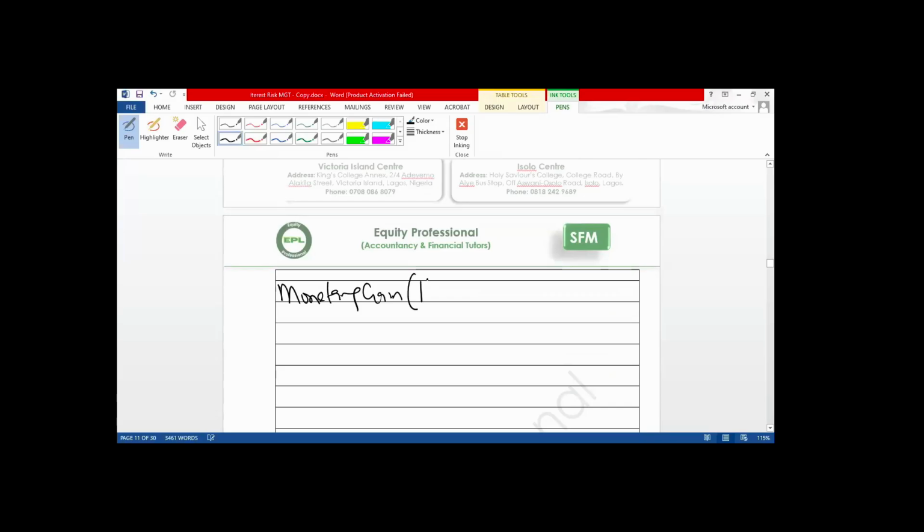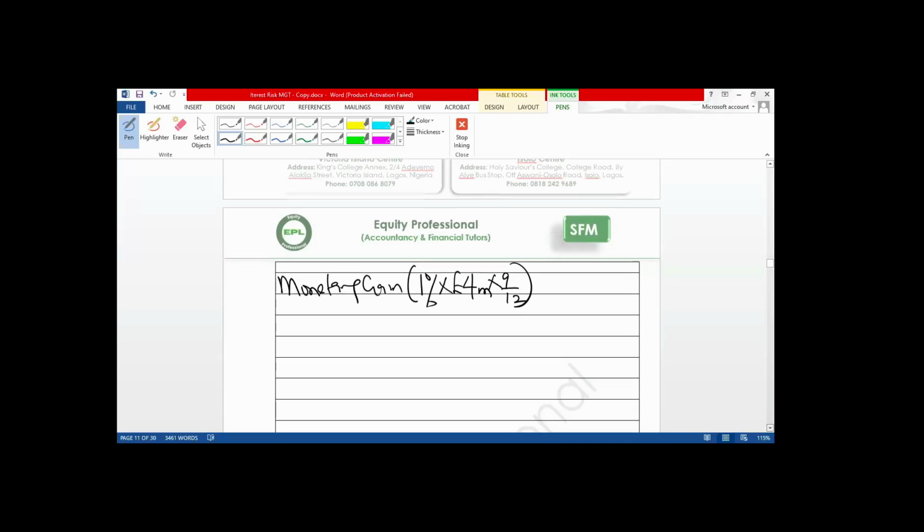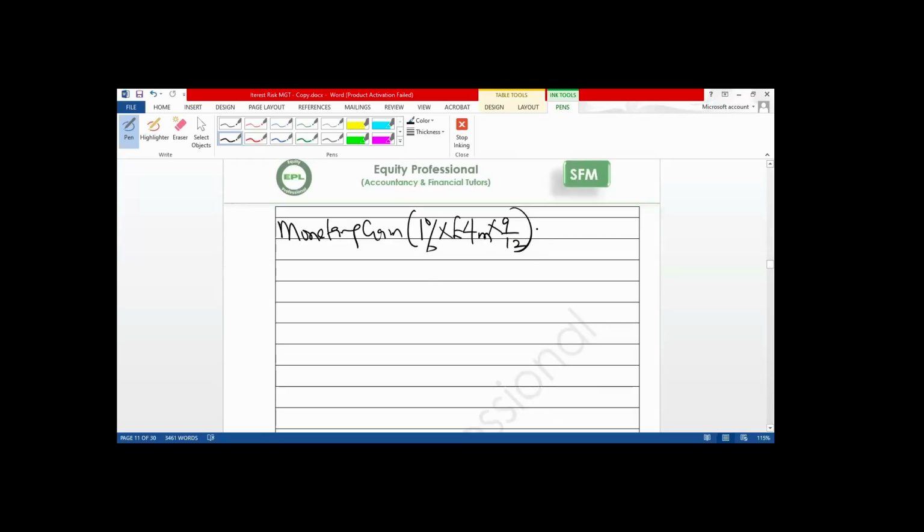That becomes 1% of £4 million for 9 months. Please work this out. What is the monetary gain? Convert percentage to monetary gain. How much? That should give us £30,000. Please confirm. Confirm, sir. Good.